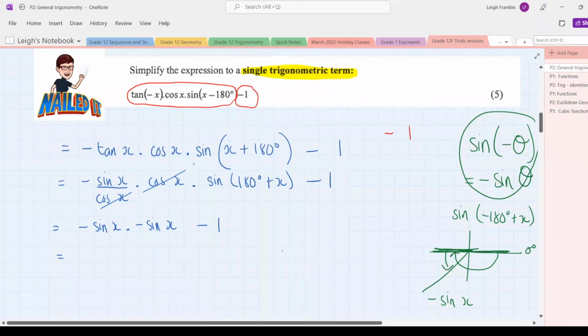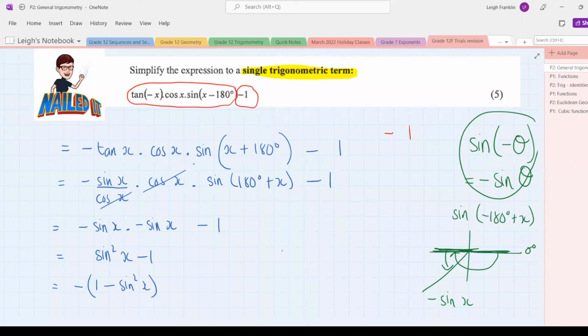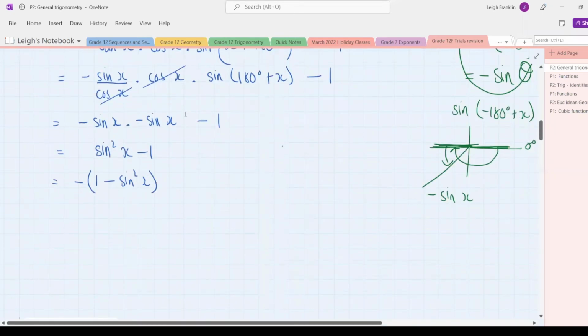Okay, so now when you've got minus sine x times minus sine x, that's going to give you sine squared x minus 1. But again, you've got to know your grade 11 work so well, because sine squared x minus 1 isn't anything on its own. You have to factorize out the negative and write it as 1 minus sine squared x. And then you can go and sub in and say it is equal to negative cos squared x.